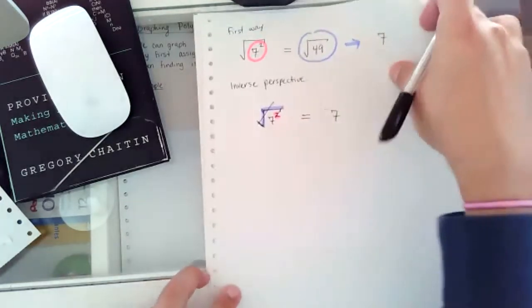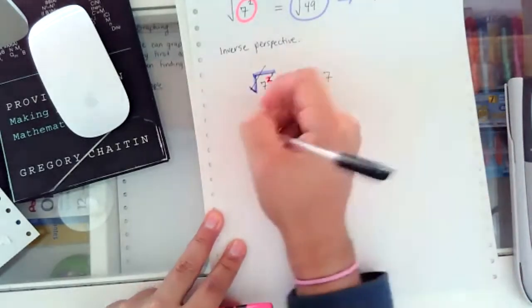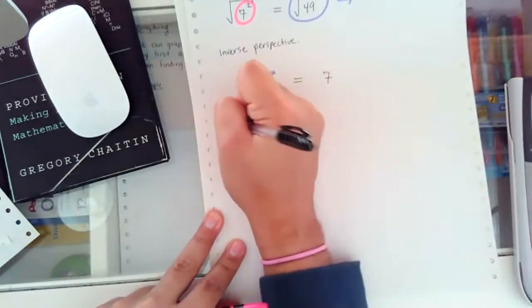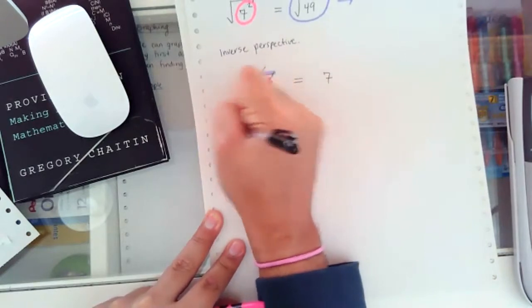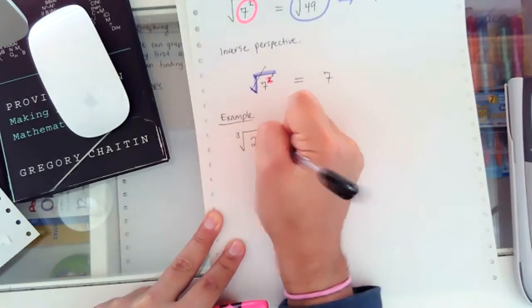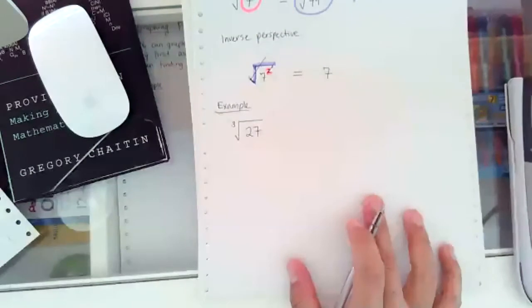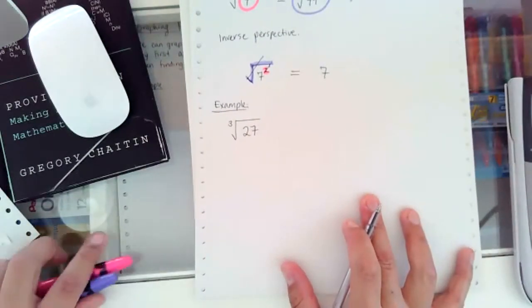Another way of thinking about it, let me give you another example. The cube root of 27. Does anybody know what that is without using your calculator?